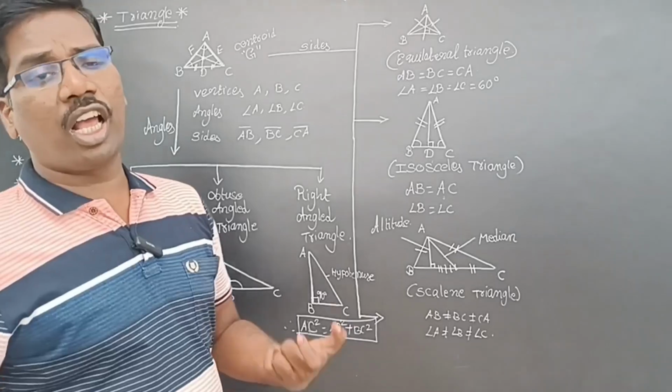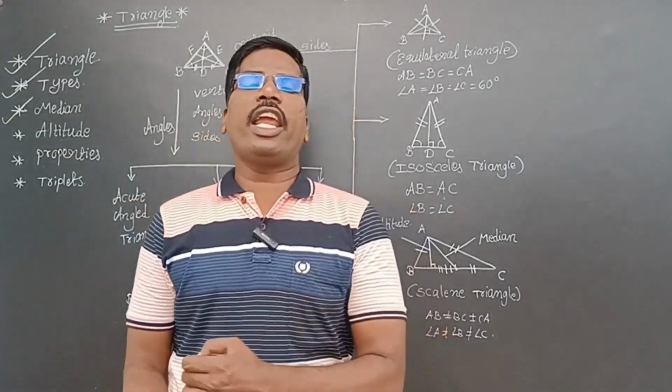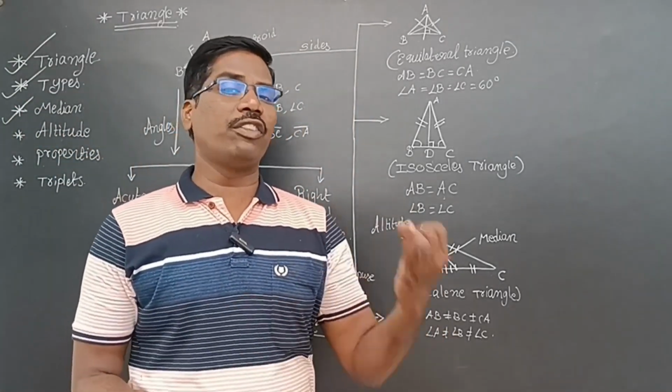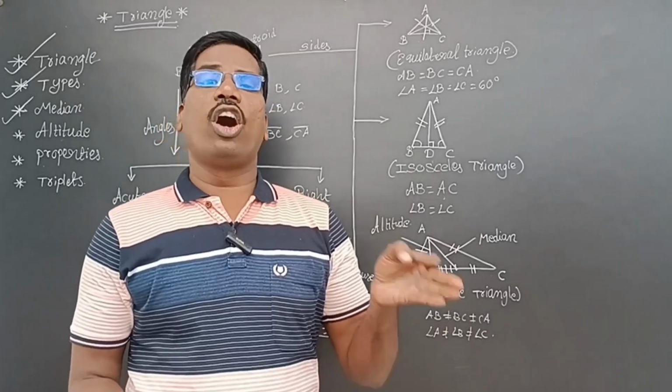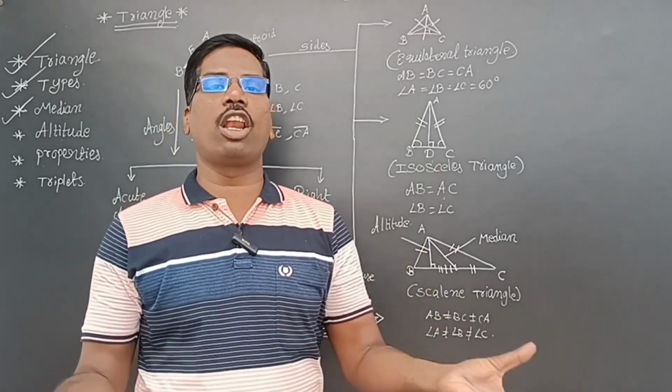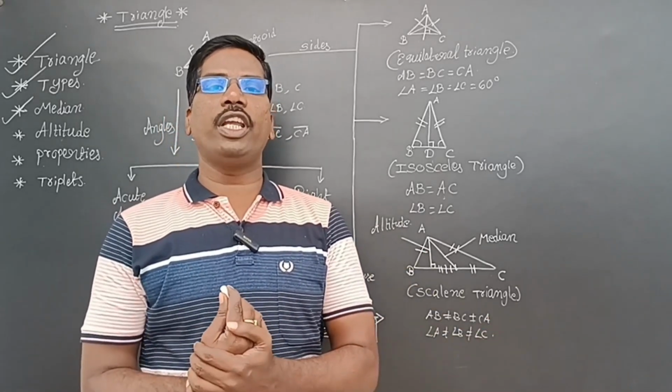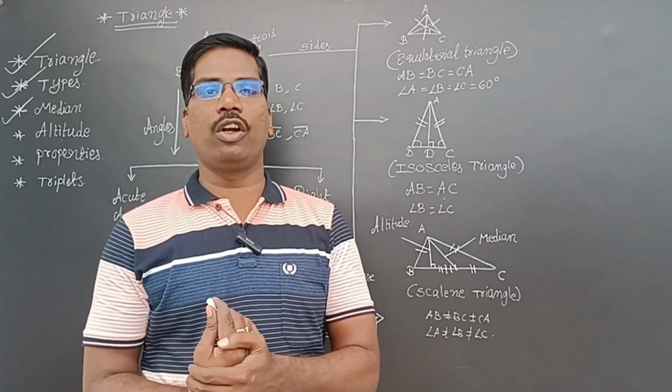In your exam, they will ask like this: in a right angle triangle, where is the altitude? Inside the triangle, outside the triangle, or one of the sides of the triangle? You have to choose that it is one of the sides of the triangle.